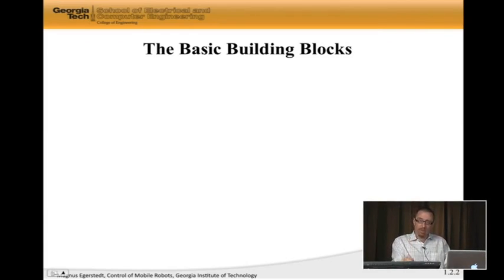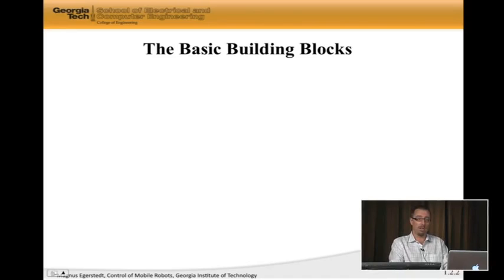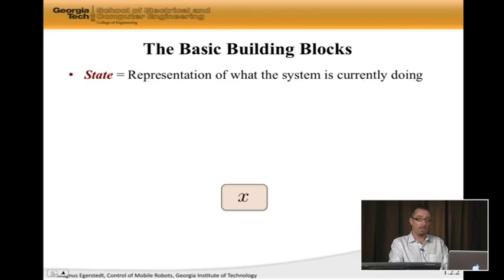The first thing you need is some way of describing what the system is doing, or more importantly, where it is. If I want to control a car, let's say I want to build a self-driving car that drives from my home to my office, well, I need to know where the car is. Central to this is the notion of a state. The state represents what the system is currently doing, what state it is in. We're going to use x to describe the state of the system.